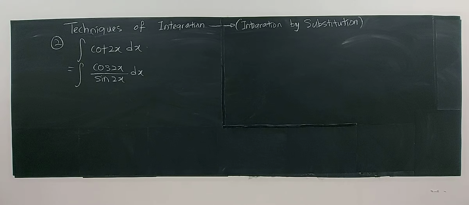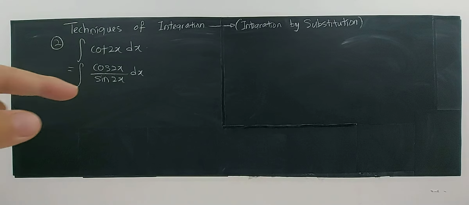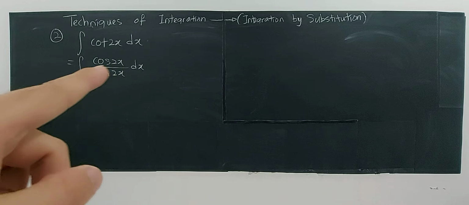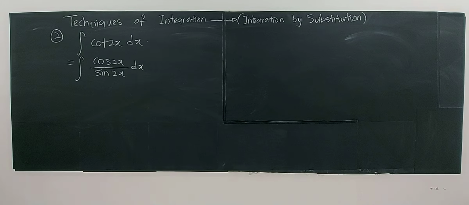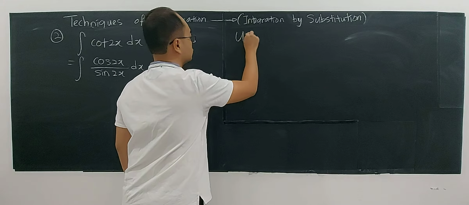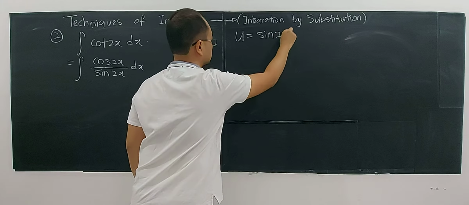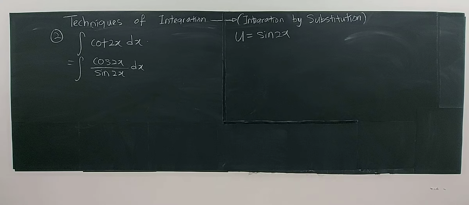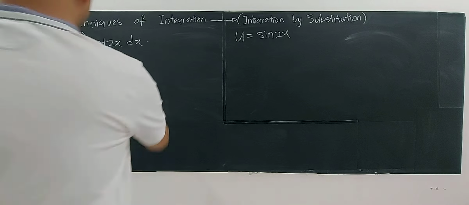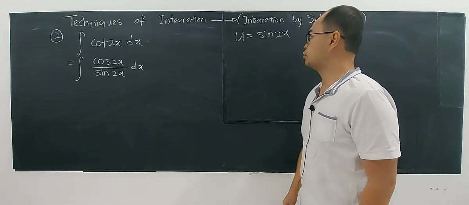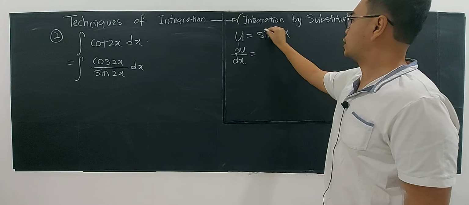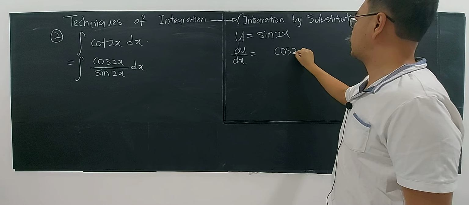For integrating tangent or cotangent, we usually ask students to choose the substitution function as the function in the denominator. So for this case, I will choose u to be sine 2x, because as you differentiate sine, you get cos, so everything can be replaced in terms of u. Let's differentiate u. So du dx: differentiating sine, you have cos 2x, right?